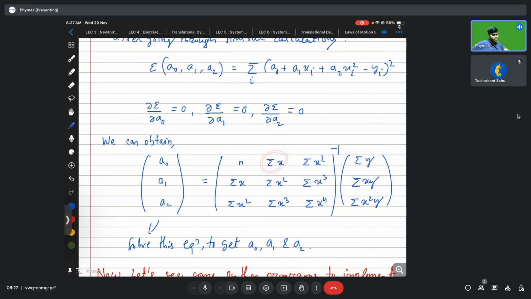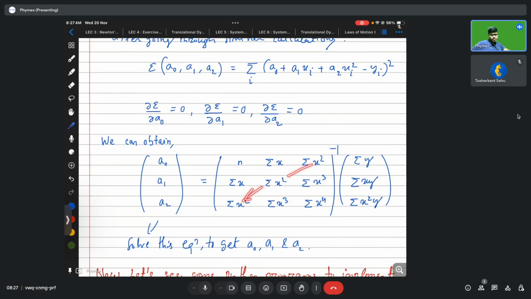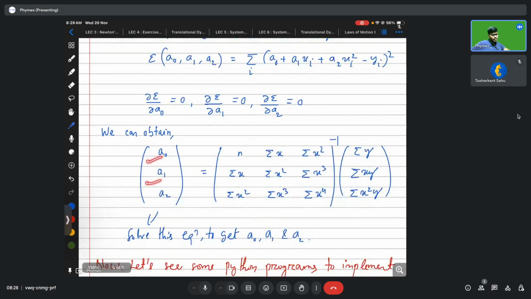So here it will be n, and here it is sum of x, and here it is also sum of x, then here it is also sum of x squared, and then this x squared will remain through this diagonal, right? Then it will be the sum of x to the power 3 and x to the power 3, and finally it will be the sum of x to the power 4. It has a kind of pattern, right? So the pattern will then again emerge here, and you will get the values of a0, a1 and a2.